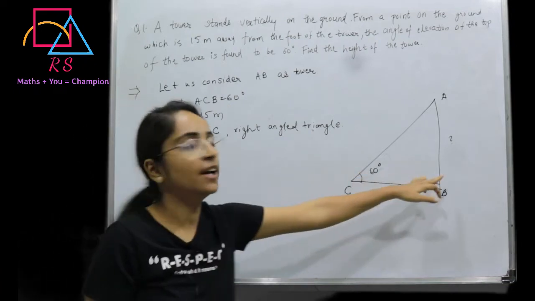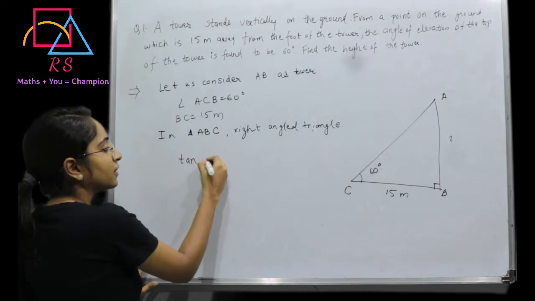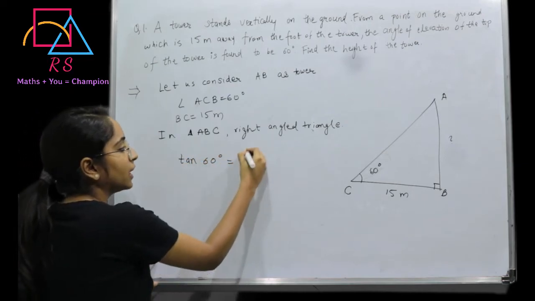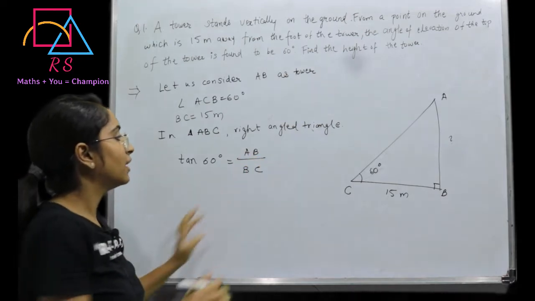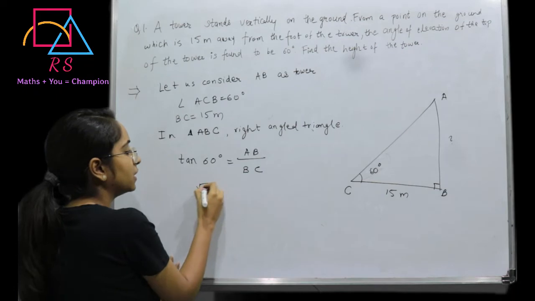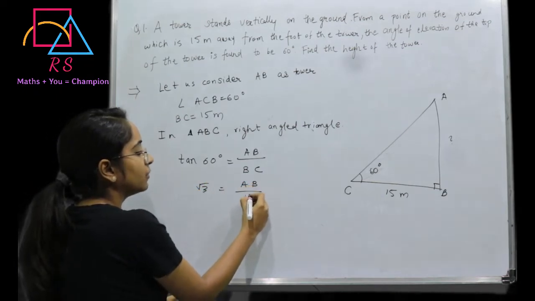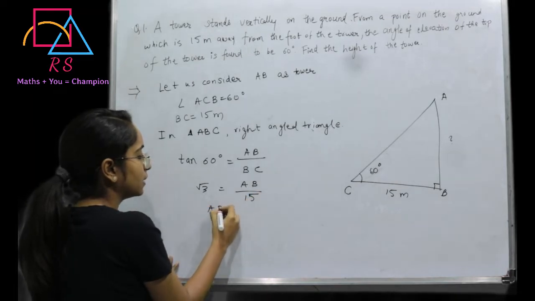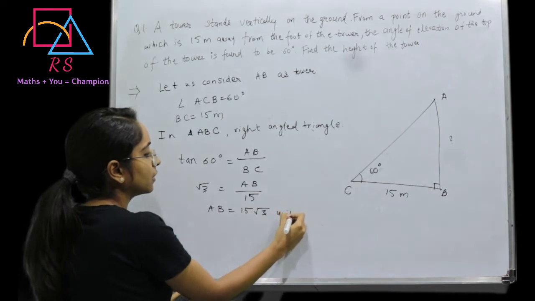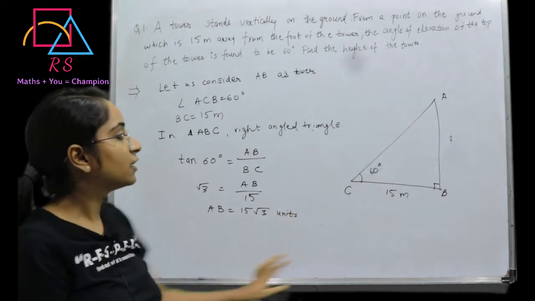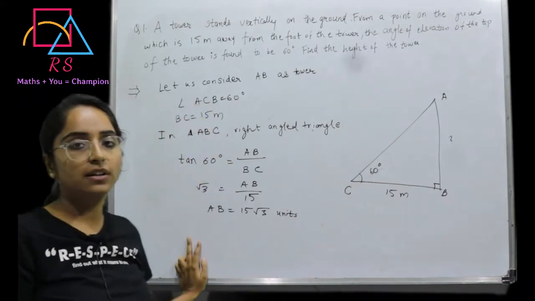So from here we can find the value of AB, thus deriving the relation tan 60 degrees is equal to AB upon BC. I will further put the values. Tan 60 is √3, AB we have to calculate, and BC is 15 meters. So AB comes as 15√3 units. Thus the height of the tower is 15√3 units, and this is the required result.